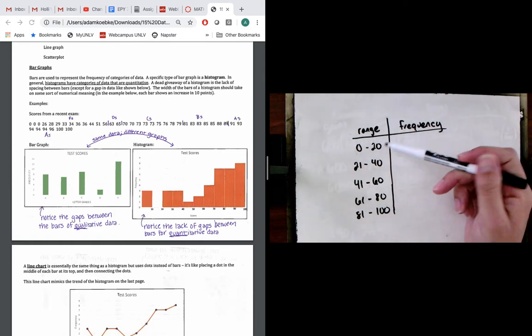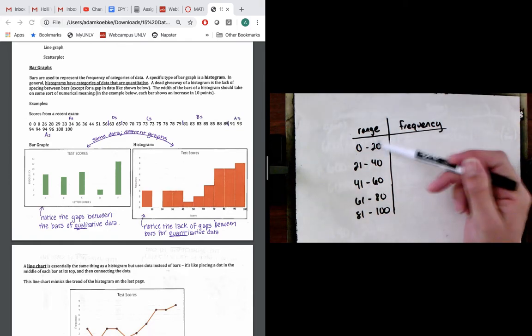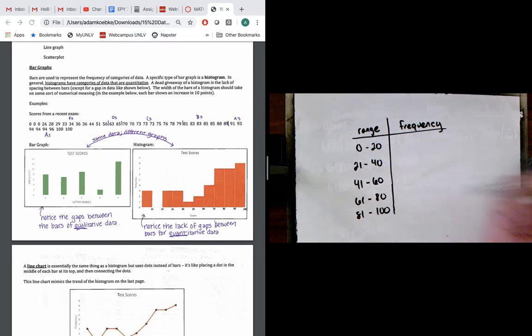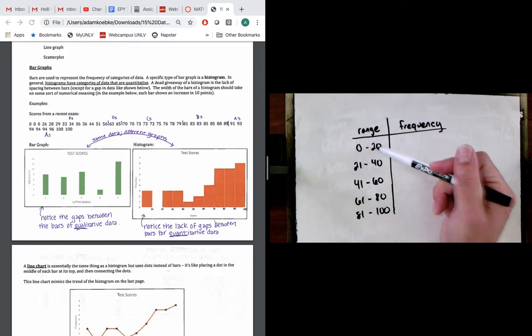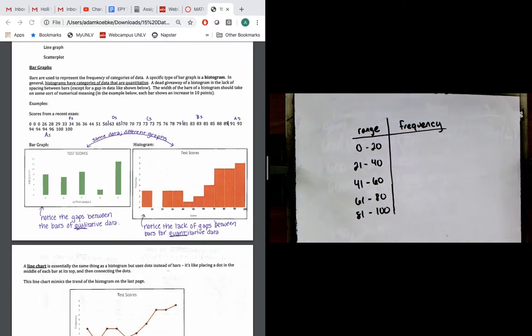Unfortunately, our range for the first one is actually 21, and each of the other ranges is 20, but I couldn't do much about that because I had to include 0 as well. But now I can go through and look at this data over here. I'm going to use the same exact score data that we looked at before, and I can count it out.